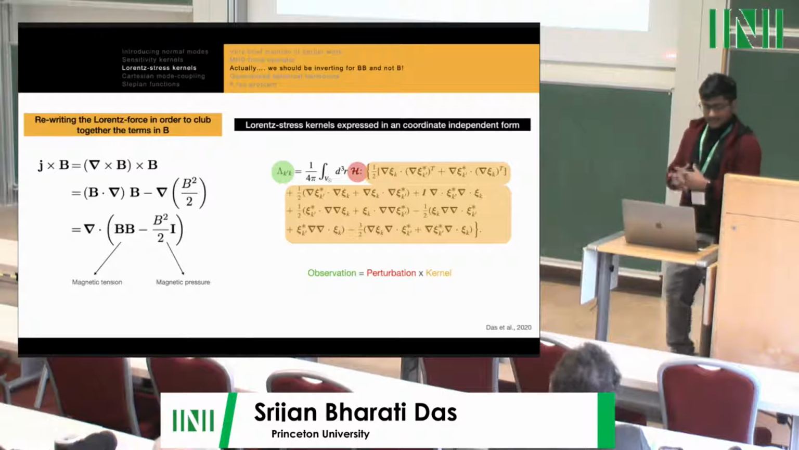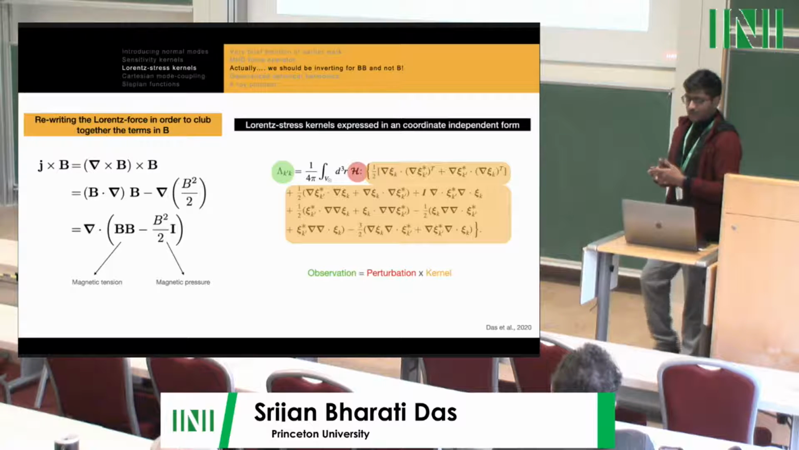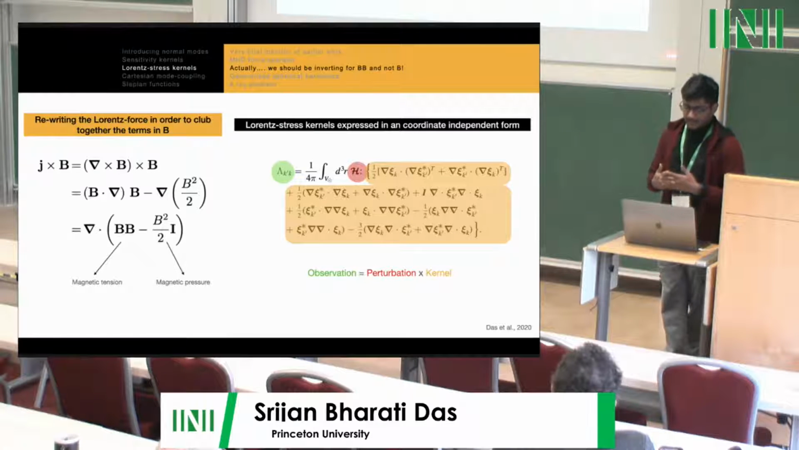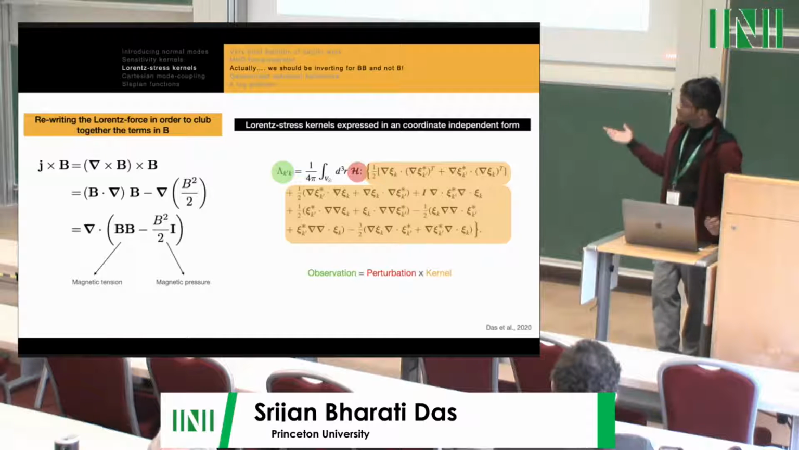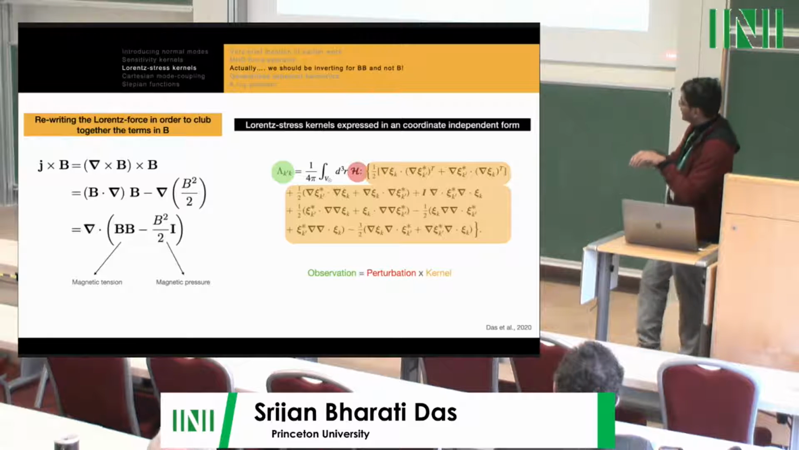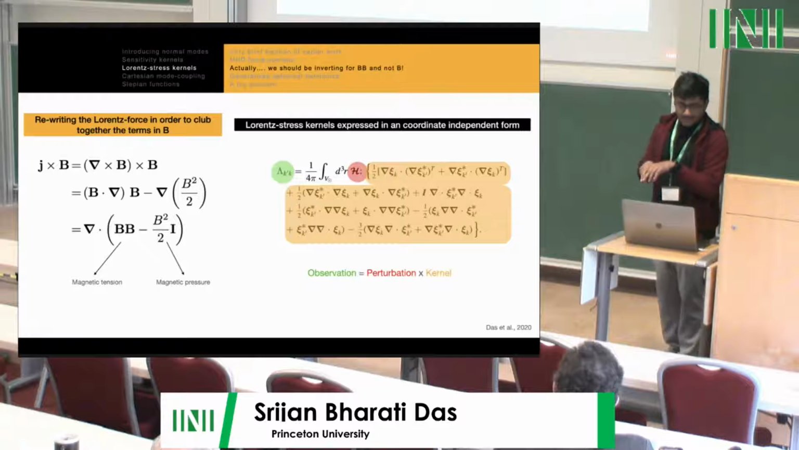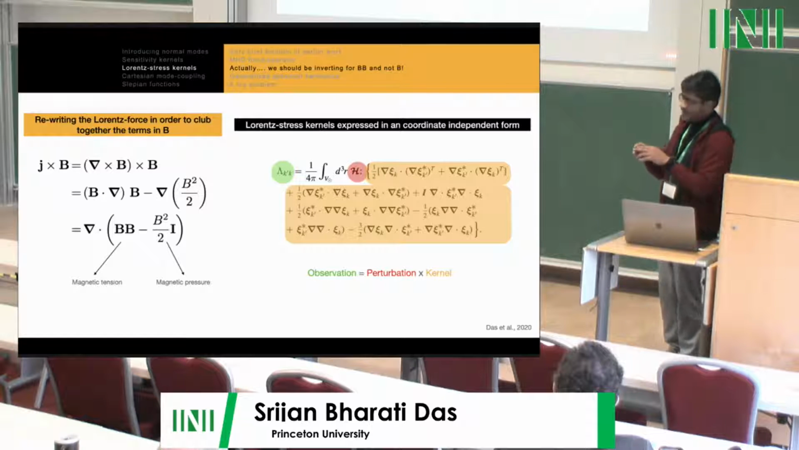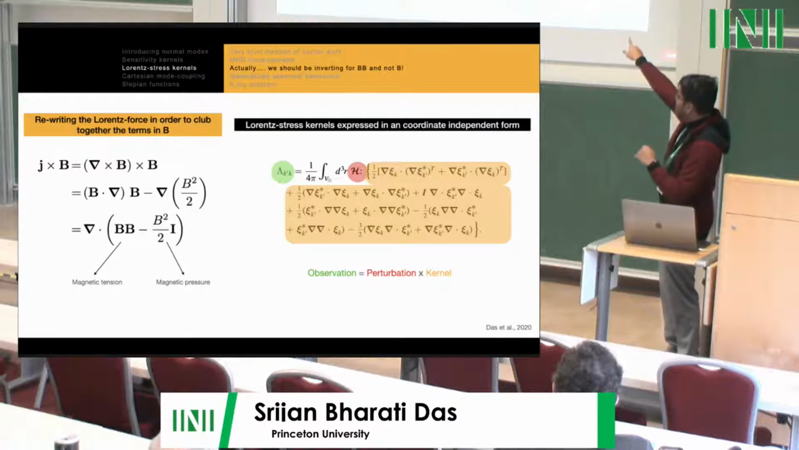And finally, I've been talking about how magnetic fields are not really the perturbations, but really the Lorentz stresses. And that's because you have the J cross B term. So if you want to really invert for B, there are 2 B's in there, so you have to club them together somehow. And as soon as you do that, those are the magnetic Lorentz stresses, and that's what H is in the right panel.